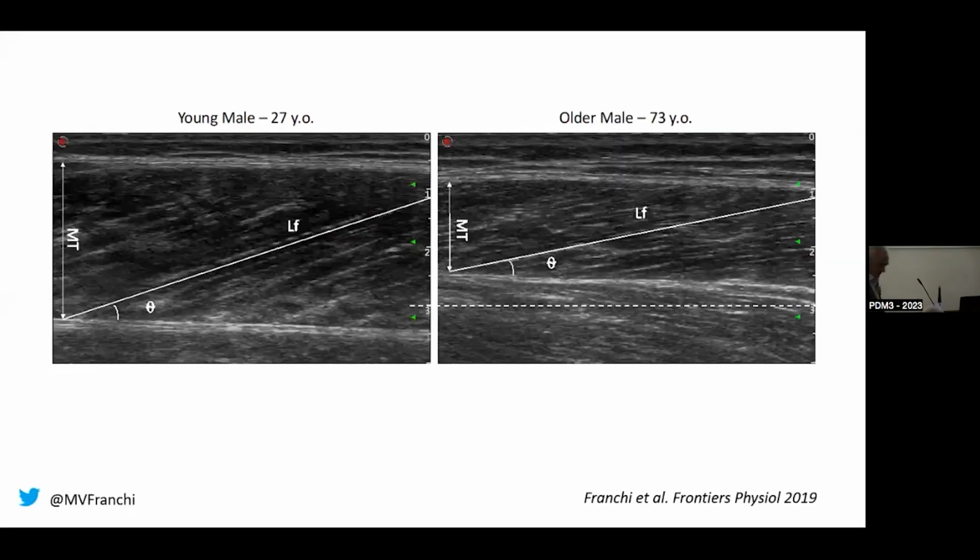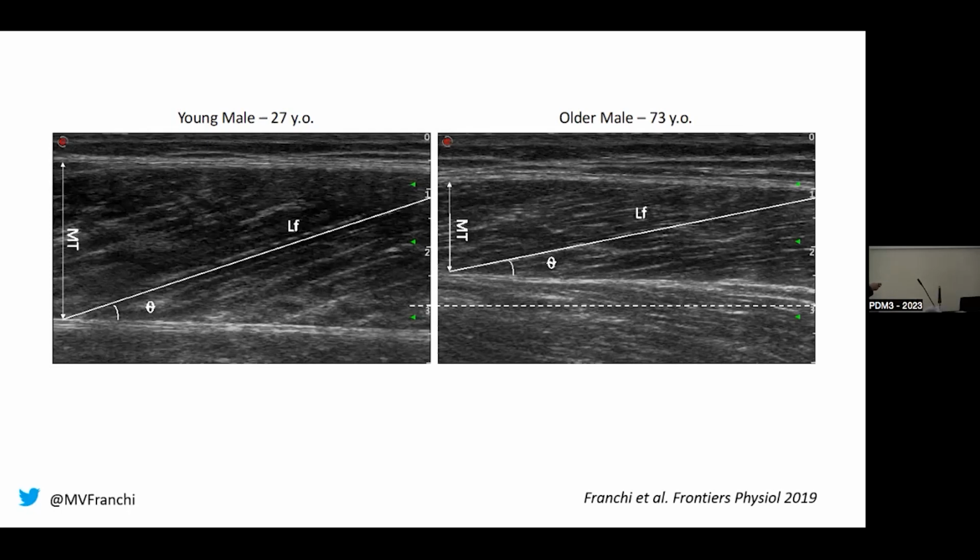Anyway, you have seen from the previous presentation that muscle mass is lost with aging, and usually we refer to muscle mass as either muscle CSA, cross-sectional area, muscle volume, so muscle size. But also, what I wanted to point out in this slide, these are two vastus lateralis pictures that I acquired in a young male of 27 and an older male of 73. You could see that the two scales are exactly the same.